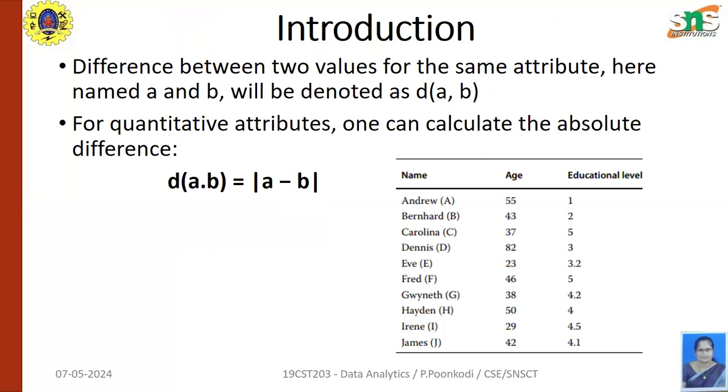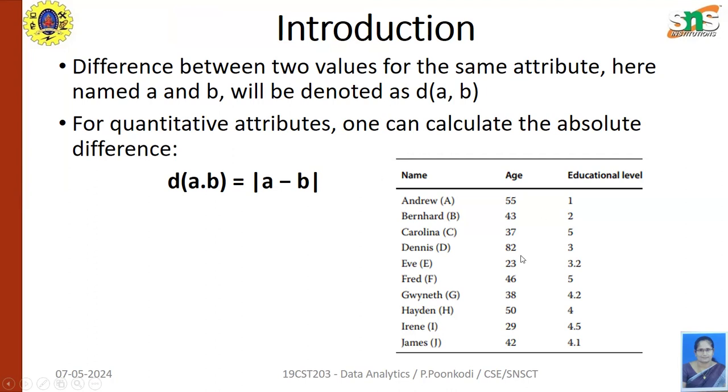The main difference between two values of the same attribute, named A and B, is denoted as distance or difference of A comma B. If it is a quantitative attribute, then we calculate the absolute difference between A comma B. So the difference between A and B is modulo of A minus B. Further, we are going to see an example.